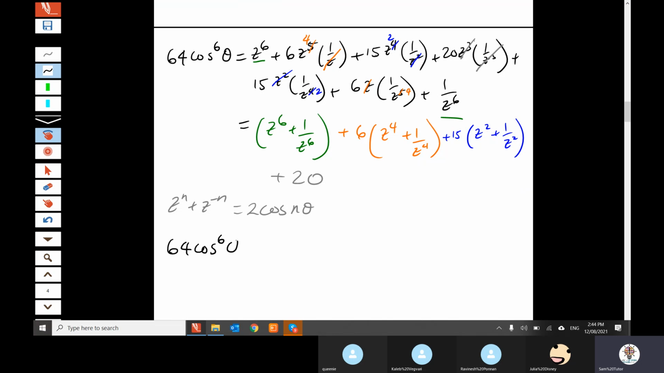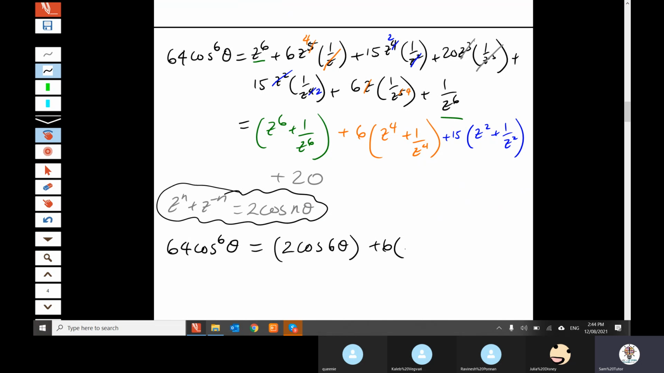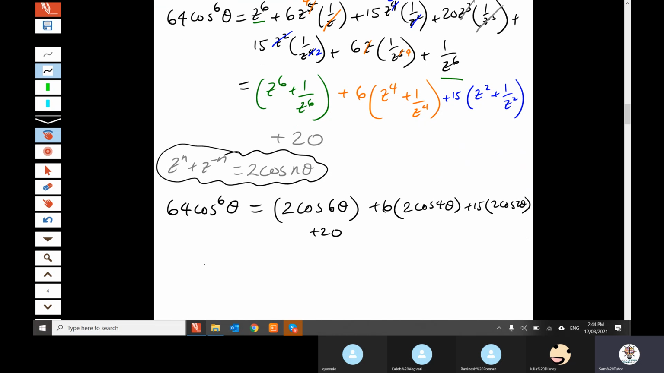So 64 cos to the 6 equals z^6, right? Using this formula becomes 2 cos 6 theta, because obviously n is equal to 6, plus 6, n now equals 4, 15, n equals 2, and then plus 20. And then you're pretty much done. You just divide everything by 64, and you're finished.